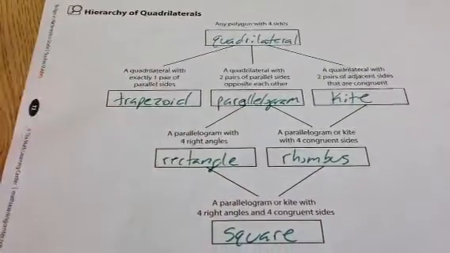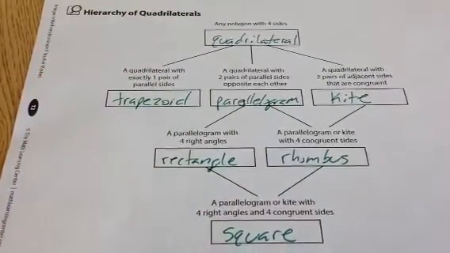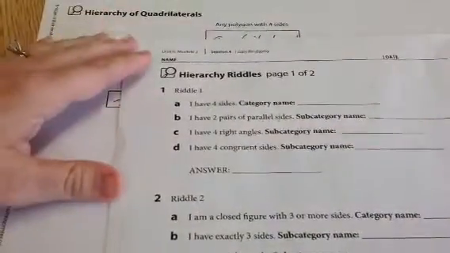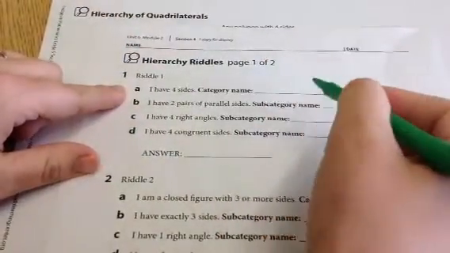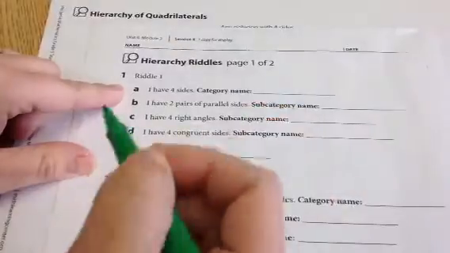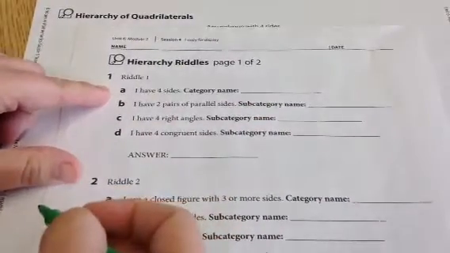And so what we're going to be doing this week is trying to complete some riddles based on the attributes of different quadrilaterals. So for example, this is our first riddle. It gives us a set of clues, and for each clue we get more and more specific in trying to figure out what type of quadrilateral it is.